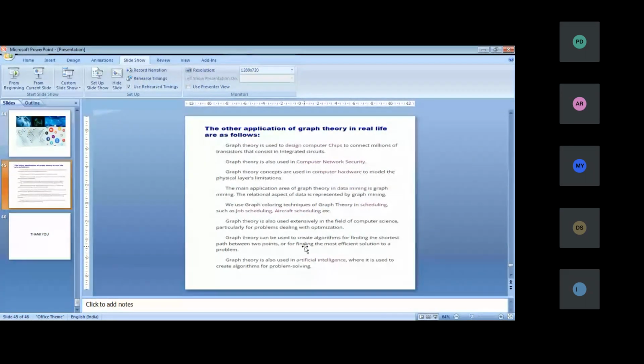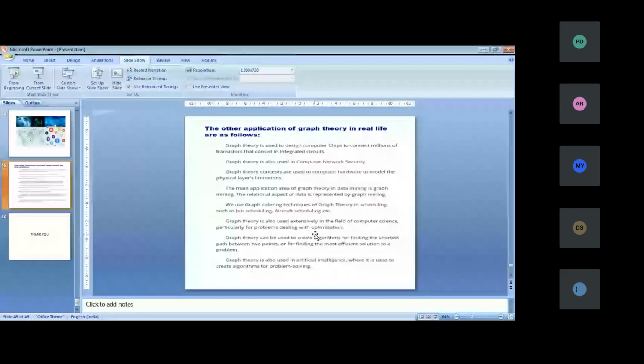So we have already seen all these things: networking, optimization, finding the shortest path. Graph theory can be used to create algorithms for finding the shortest path between two points or finding the most efficient solution for a problem. Graph theory is also used in artificial intelligence, which is a new thing we are using in day-to-day life. AI uses it to create algorithms for problem solving.